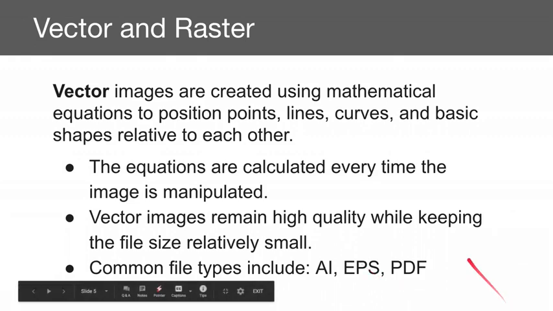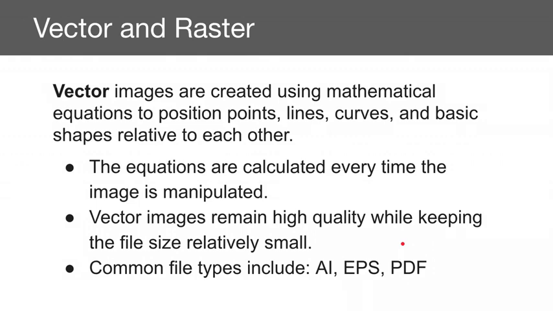The other vector format is a PDF. Oftentimes we don't scale PDFs up and down, but it does keep the quality, and it's very noticeable when you print it. When you print a vector image, you see the quality difference as opposed to when you see a raster image printed.